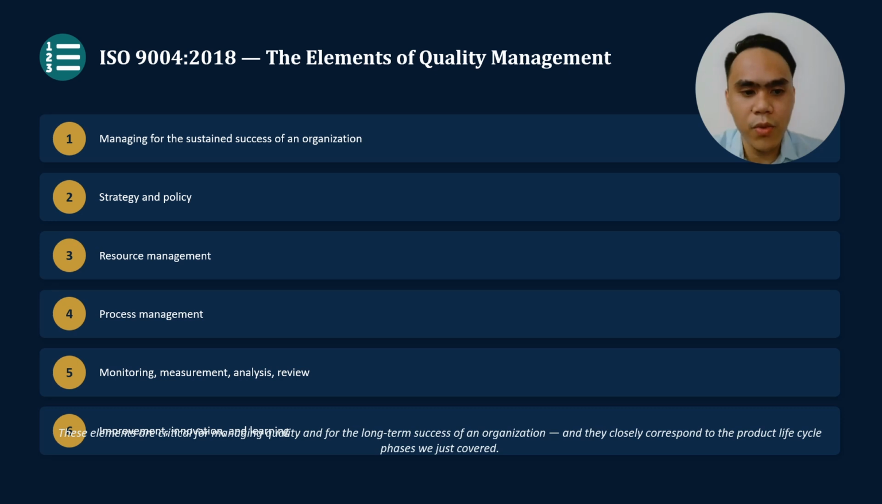ISO 9004:2018 organizes quality management into a specific set of elements, and it's worth knowing this list precisely, as it is the current standard framing. The elements are: managing for sustained success of an organization, strategy and policy, resource management, process management, monitoring, measurement, analysis, and review, and improvement, innovation, and learning. These elements are described as critical for managing quality for the long-term success of an organization.